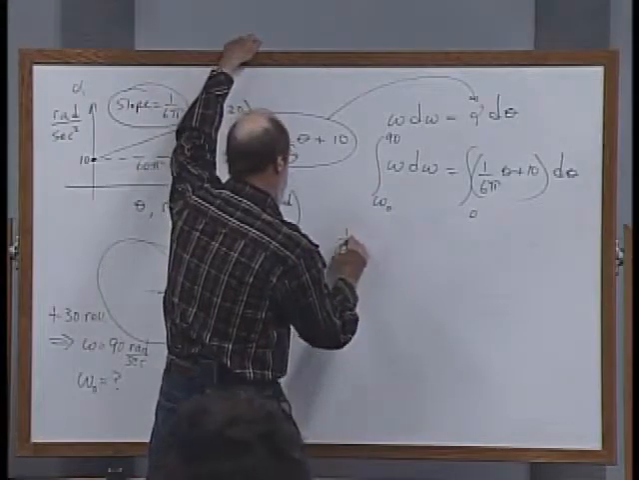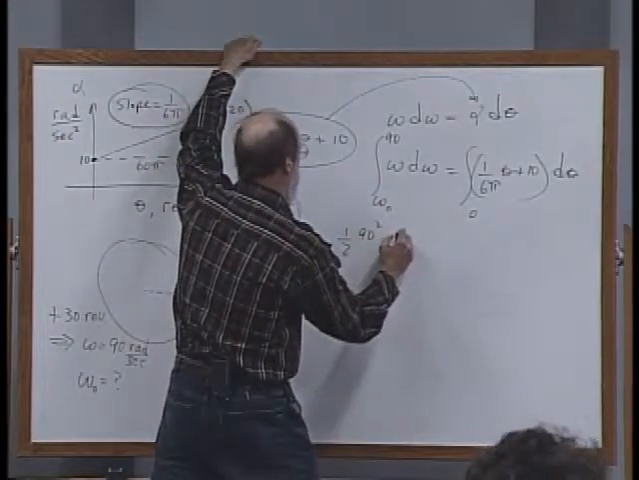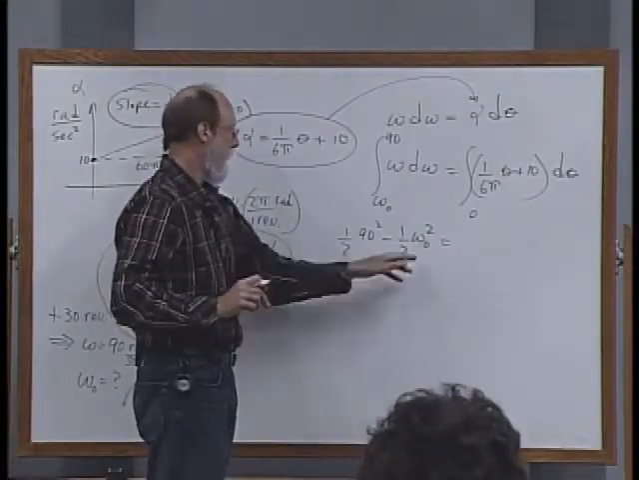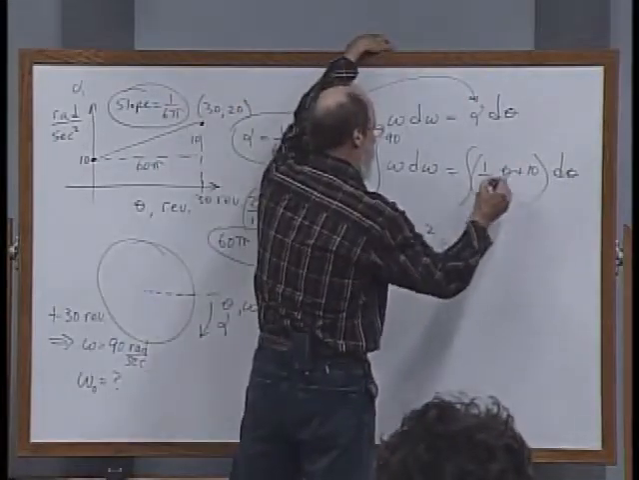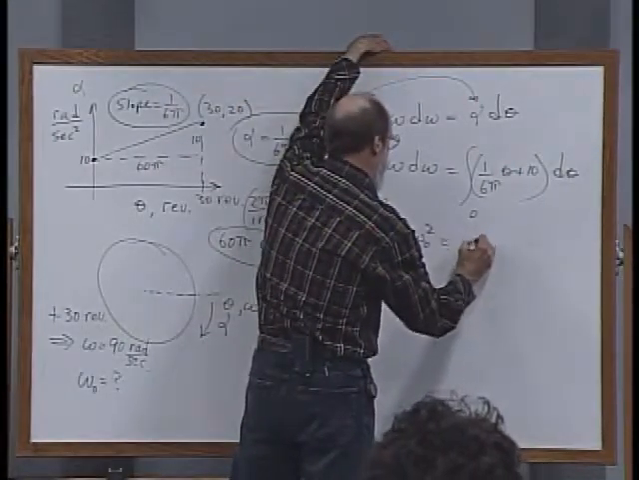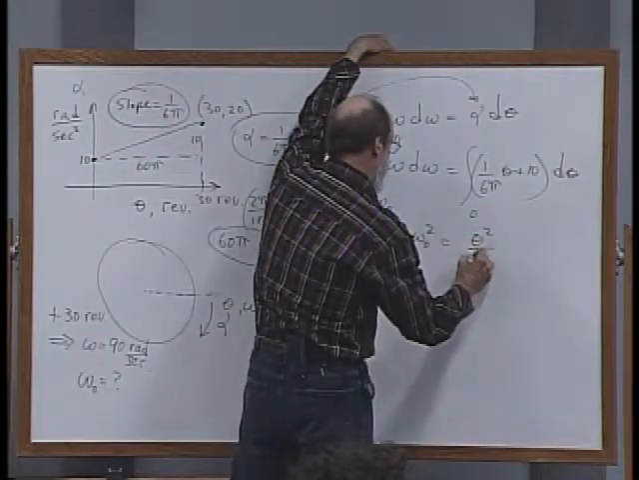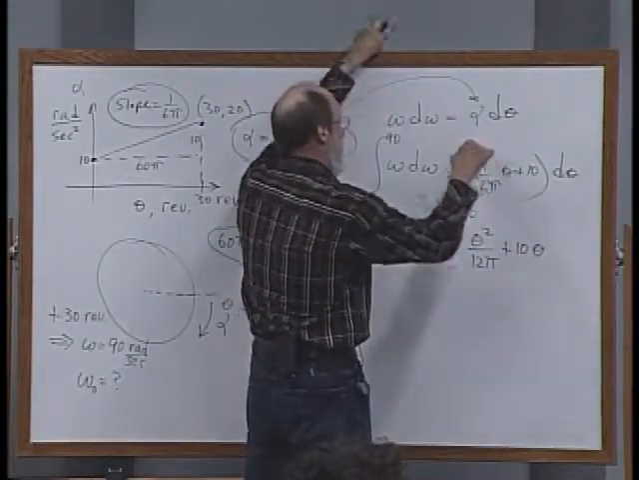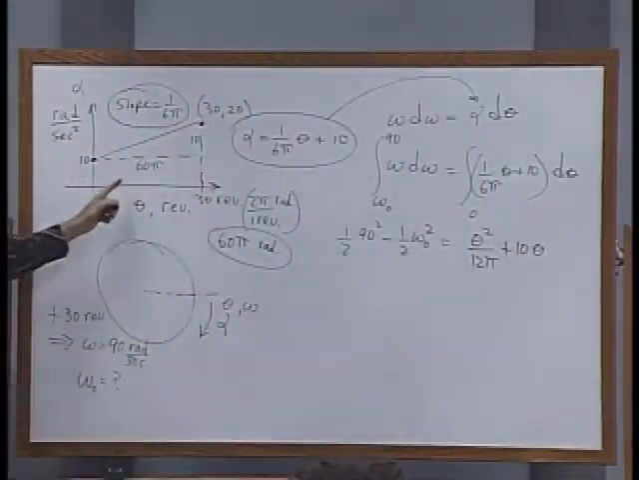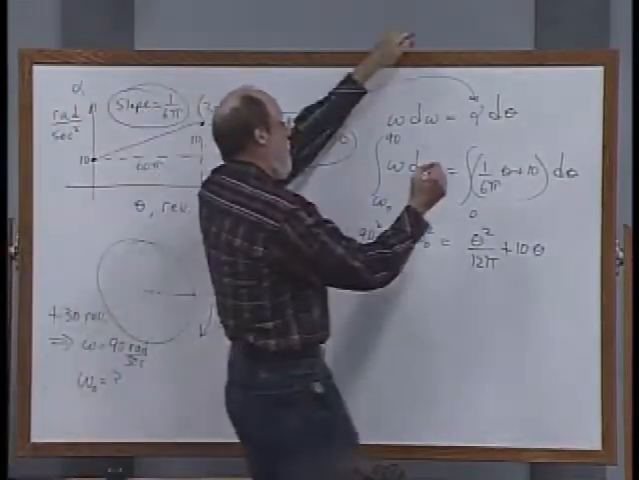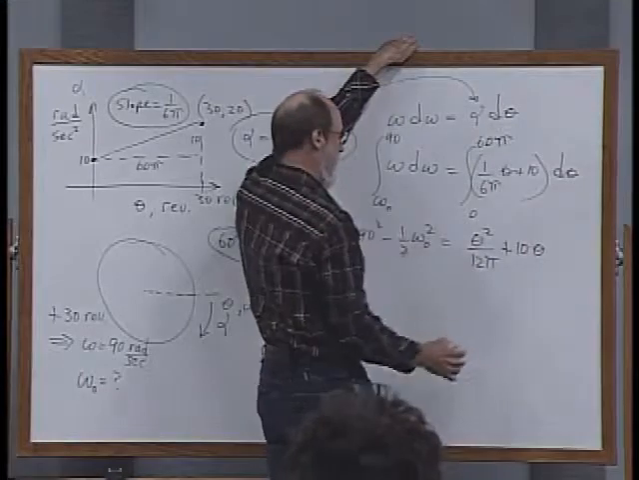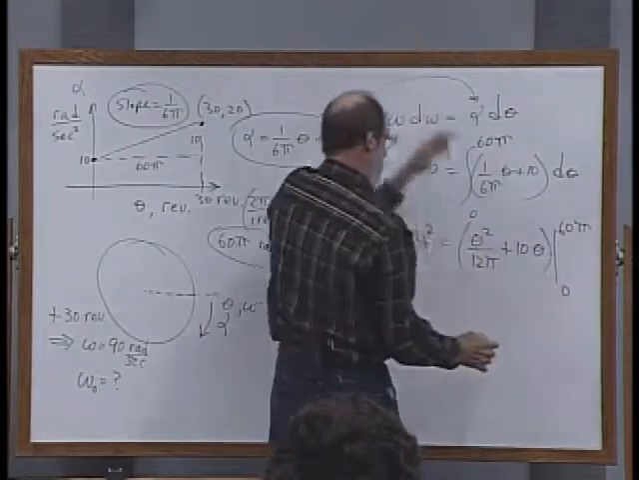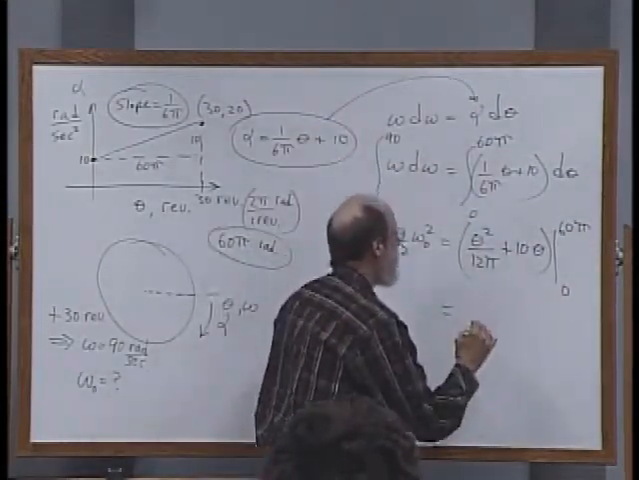So what we end up getting over here is half of 90 squared minus half of our unknown initial starting angular velocity, half the square of that. And then over on the right side, we're going to get theta squared over 12 pi plus 10 theta. And our upper bound on integration on theta is going to be 60 pi, the point we were pondering a few minutes ago. So we're going to evaluate this right side between 0 and 60 pi. Lower bound disappears.